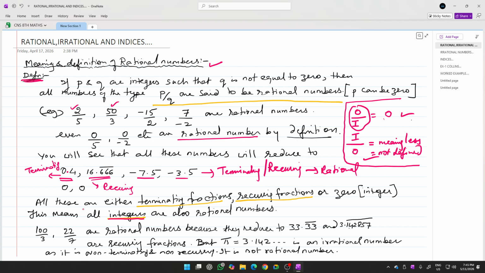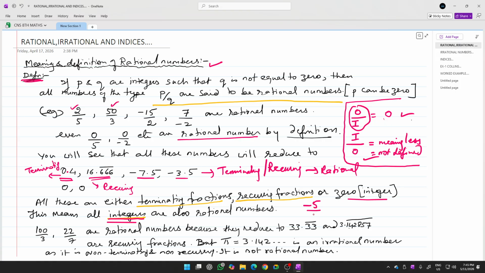Now, all these are either terminating fractions or recurring fractions or zero. In certain cases, you get zero also. See this 0.5, you got the answer as 0, and 0 is an integer. So all integers also come under the category of rational numbers. This means that all integers, even minus 5, which is an integer.